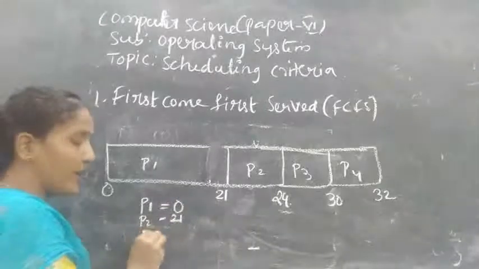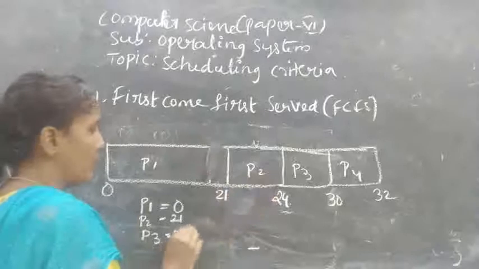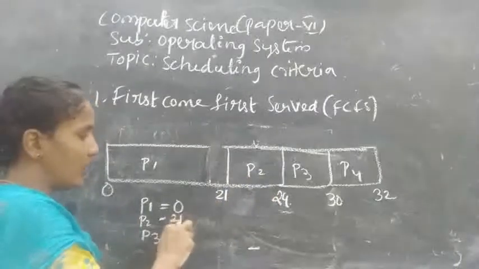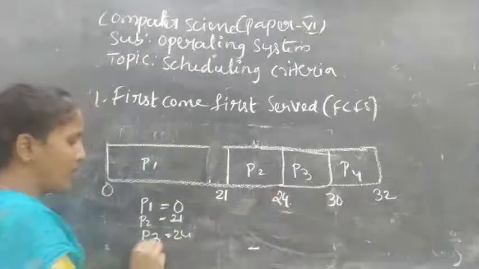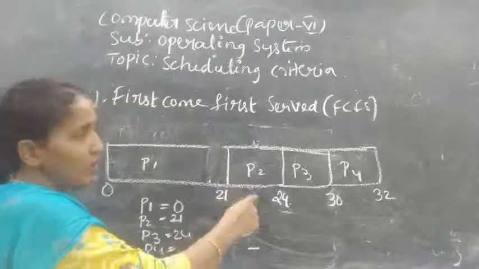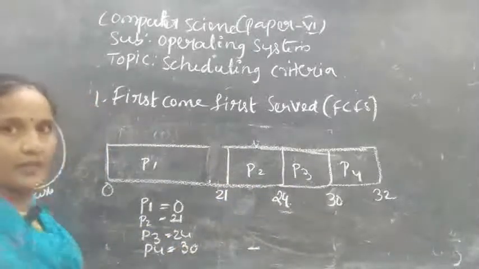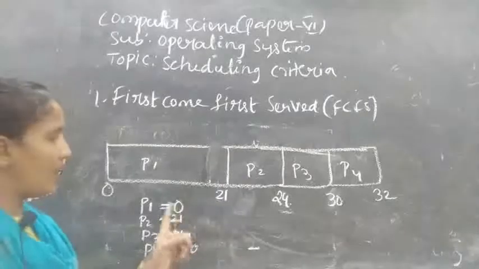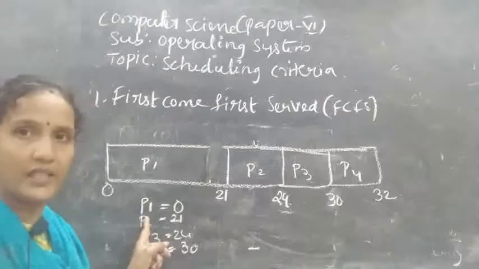Next, P3 is waiting. P3 equals how much? 24, because P1 is 21 and P2 is 3. Total 24. Next, P4 execution time is P1 plus P2 plus P3, so completed is 30 milliseconds. Clear? P1 is 0, which means there is no waiting time.